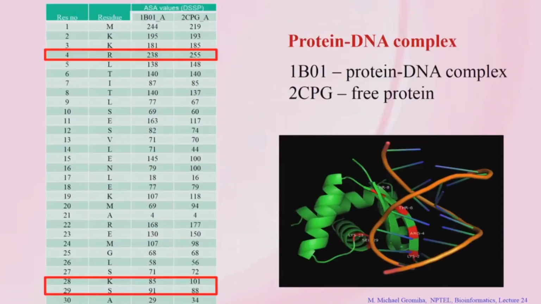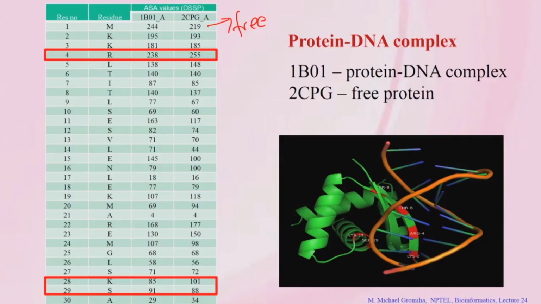Fine. I show one more example. In this case, I put 1B01, this is the complex, and here this is the free protein. If you see there are several cases, for example, this arginine reduces from 255 to 238. And in some cases it is also possible that the complex has higher values than the free one. How is this possible?